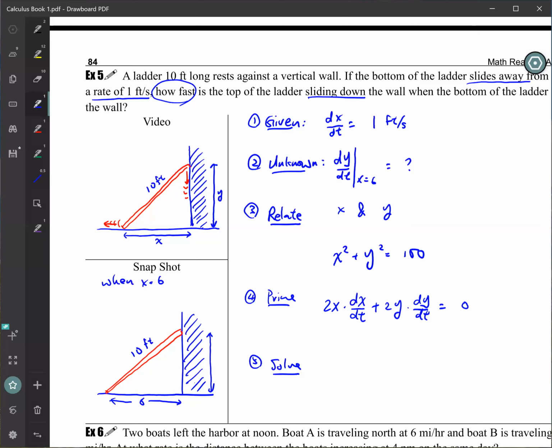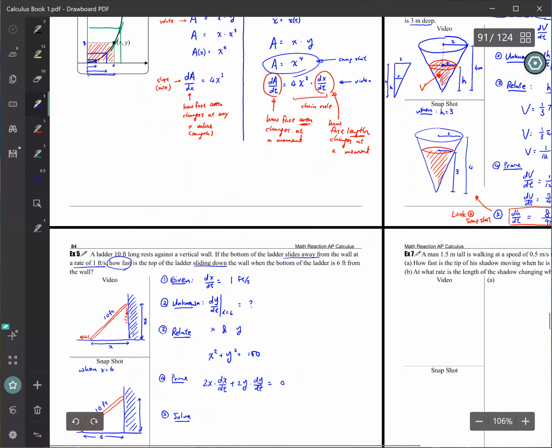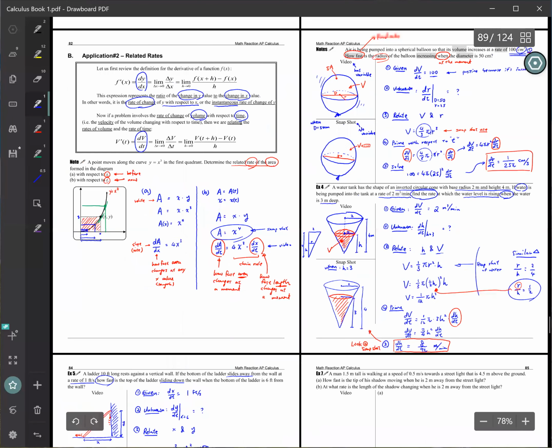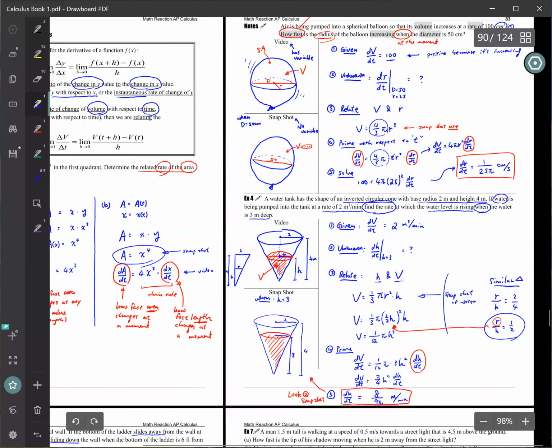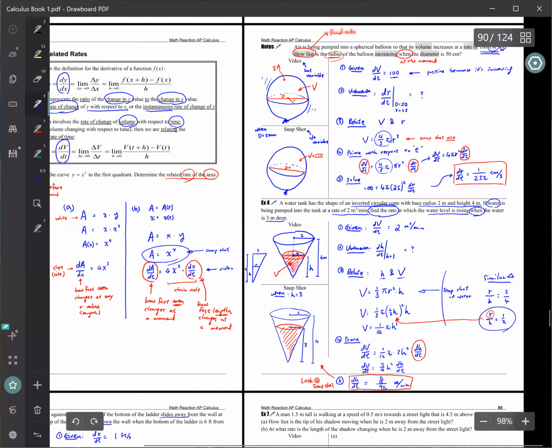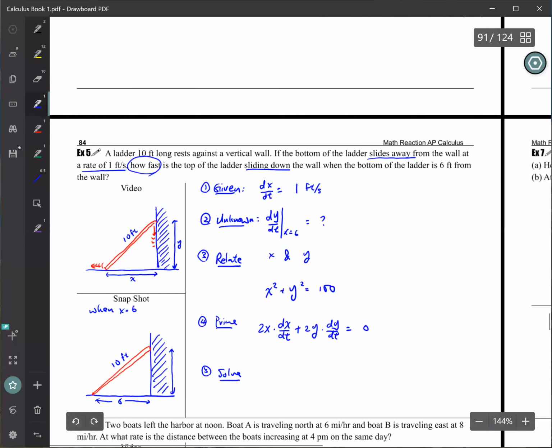Wait, what? I thought it equals 1. Why? Because doesn't dx over dt equal 1? Like the other ones we did. He's talking about the given, I think, because the given is 1, the dx over dt is 1. Look at the given for example 5, it says dx over dt equals 1 foot per second. Yeah, but we use that when we are solving, right?